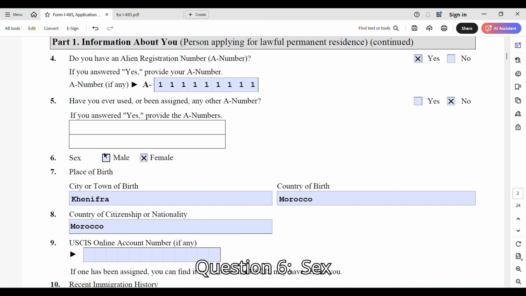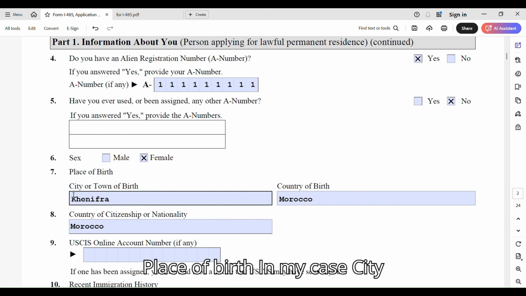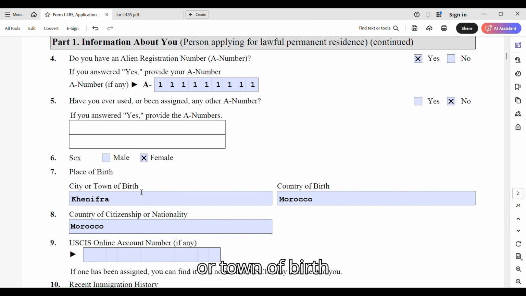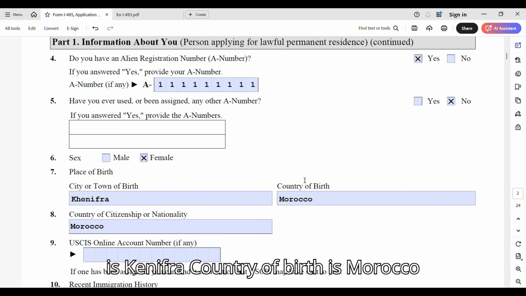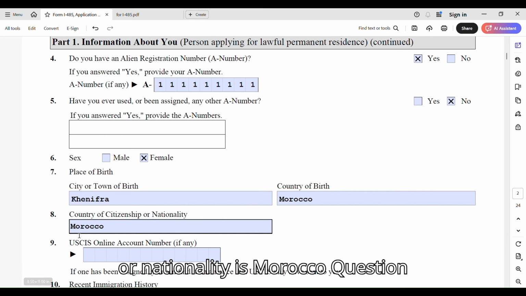Question 6 is sex. She is a female. Question number 7, place of birth. In my case, city or town of birth is Kenitra. Country of birth is Morocco. Question number 8, country of citizenship or nationality, it's Morocco.